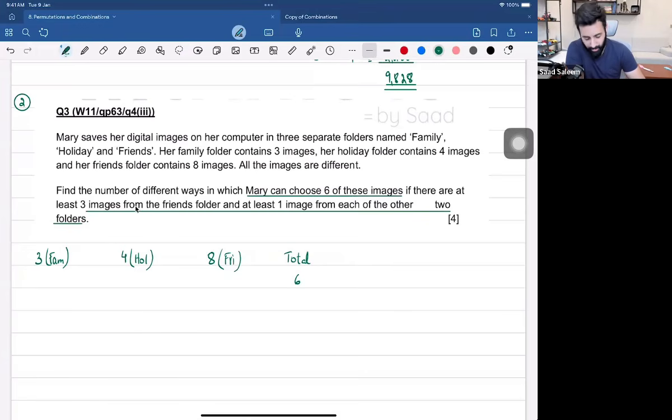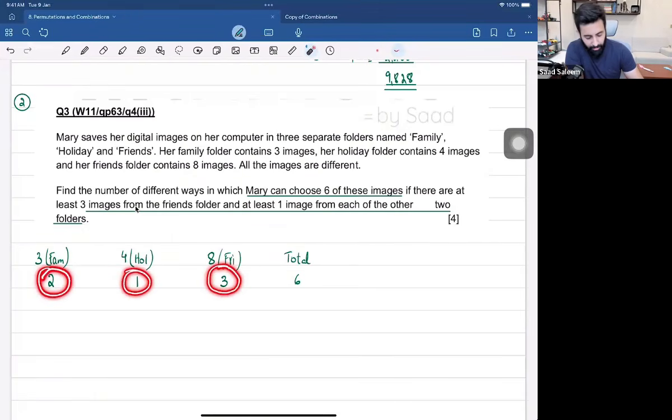So here's one way we can do it. We can have 3 images from the friends folder, all right? And we can have perhaps 1 image from the holiday folder. Okay, now the total is what? The total is 4, and 2 from the family folder. Kya khayal hai? Is that possible? At least 3 from friends and at least 1 from the other.